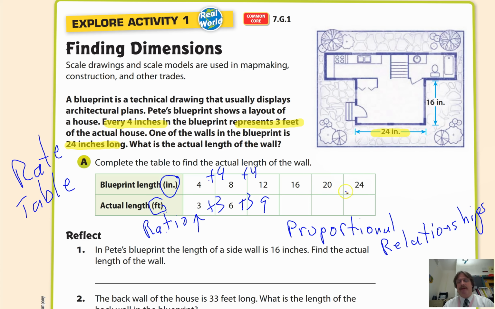Go ahead and finish figuring these out. What would the actual length be at 16 inches, 20 inches, and 24 inches? You should have come up with 12, 15, and 18.